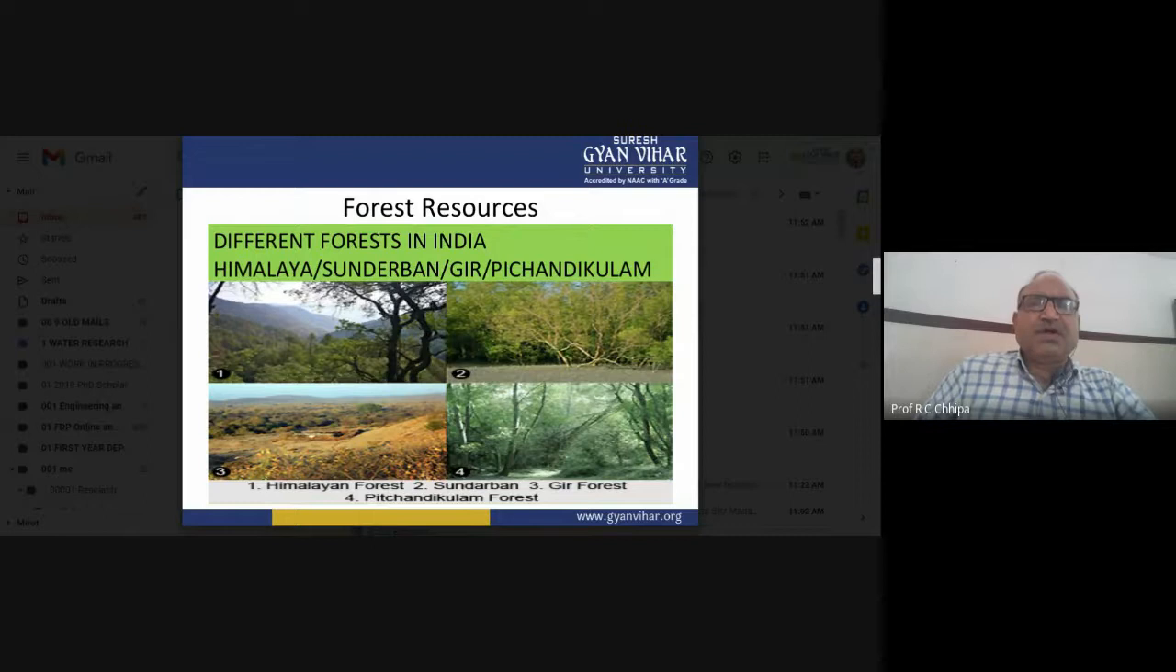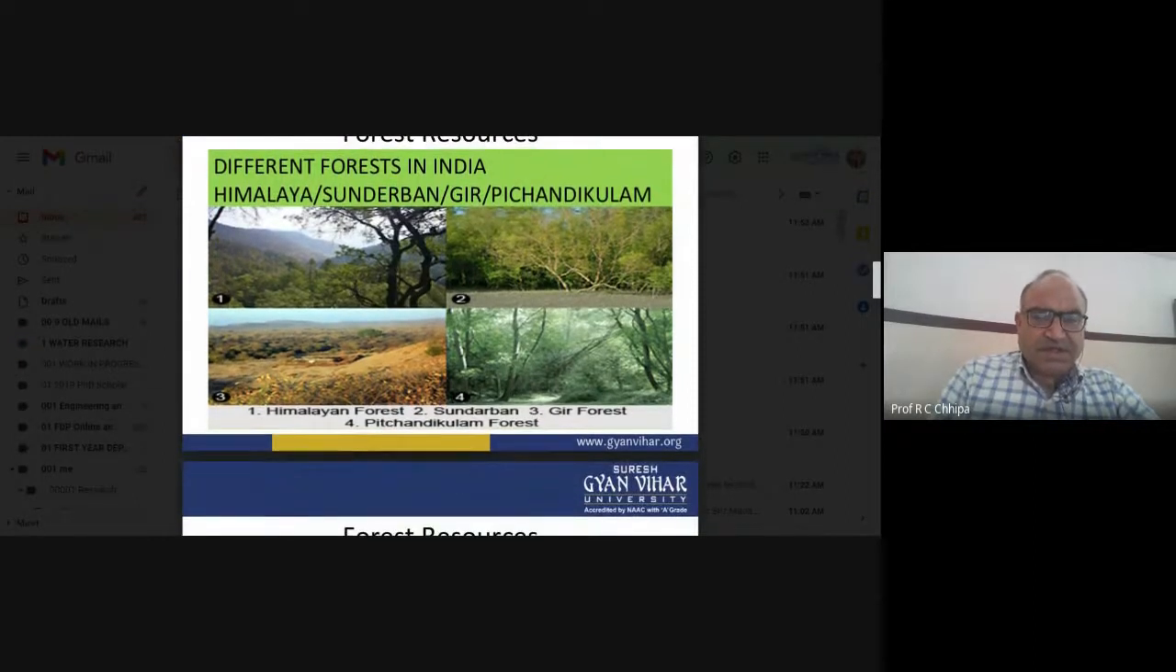Whatever I discussed earlier was related to water and earth materials. Now we have a third one, the CSIR forest area. Then the fourth part. So here we can see four different types of sources.